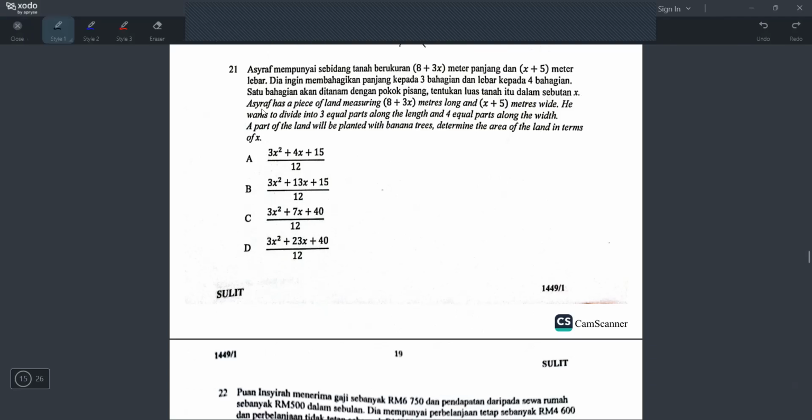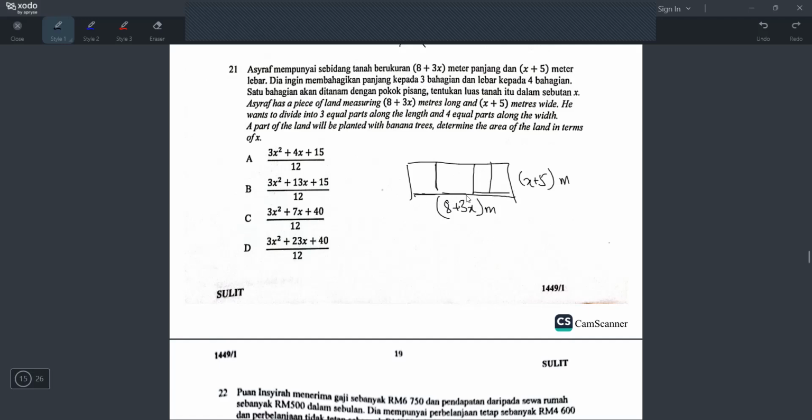Okay. 21. Ashraf has a piece of land measuring 8 plus 3x meters long and x plus 5 meters wide. So let's draw it out so it's easy to imagine. So the length is 8 plus 3x in meters, x plus 5 is the width. He wants to divide it into 3 equal parts along the length. So this is the length. In Malay, membahagikan panjang kepada 3 bahagian. So I think the length here I have to cut it, I have to put 2 lines. Why do I have to put 2 lines? So that it has 3 parts. Okay, don't put 3 lines.